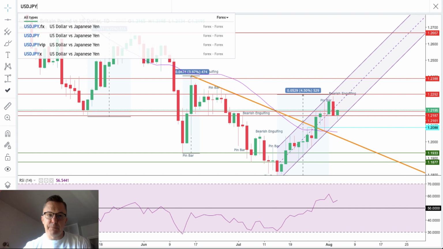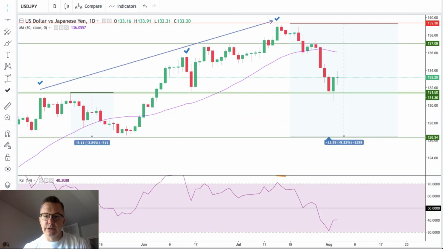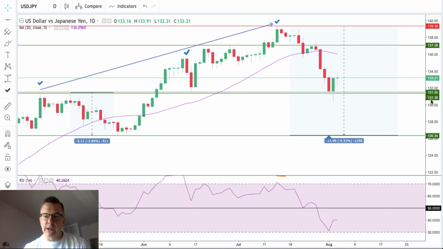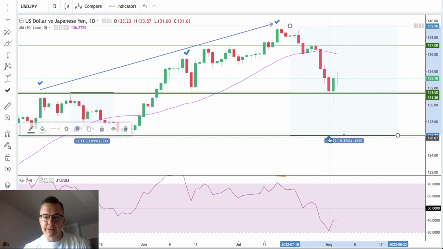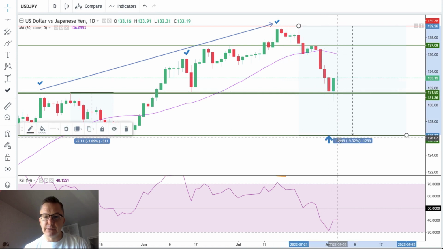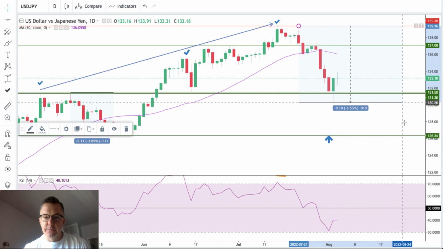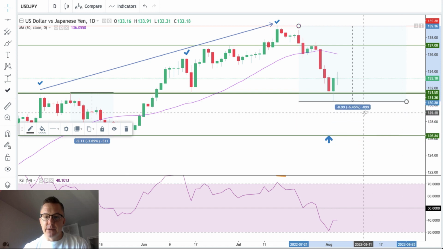US dollar to the Japanese yen. Let's find out what is going on there. Very interesting situation. We broke below 131.36 on a daily time frame chart. We made a low at 130.42. However, this is a very strong bullish engulfing pattern. So the market participants are not that keen to go lower.